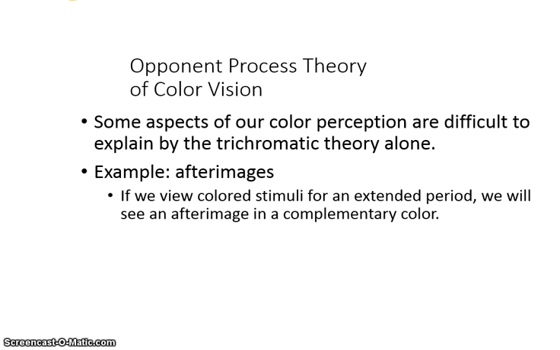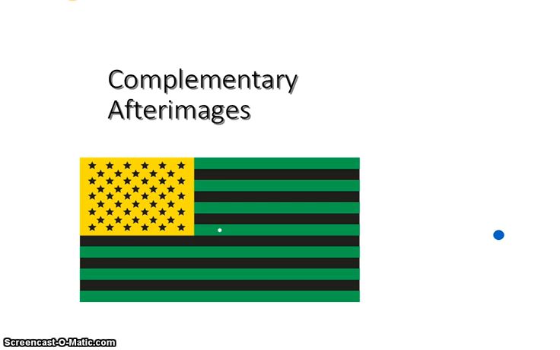For example, afterimages are one example that cannot be explained by that 3-color theory. So what I'd like for you to do right now is pause this screencast and for 30 seconds stare at the white dot that's in the center of the green and black and yellow flag on your screen. All right, after you've been staring at this image for 30 seconds, now I'd like you to look at the blue dot on the right. And what do you see? You'll see a red, white, and blue American flag.